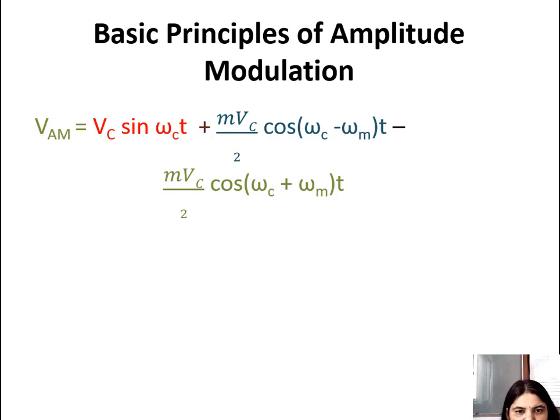Here you can see this equation we derived in the previous videos. V_AM is equal to Vc sin omega c t plus mVc by 2 cos (omega c minus omega m) t minus mVc by 2 cos (omega c plus omega m) t. We learned that the first component is referred to as the carrier wave, and these are the two sidebands: the lower sideband and the upper sideband. So basically we need circuitry which will generate such kind of waves.